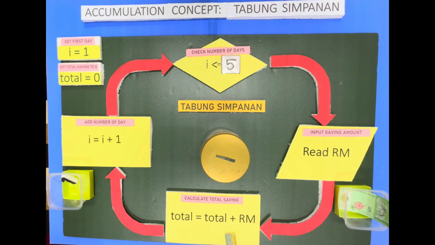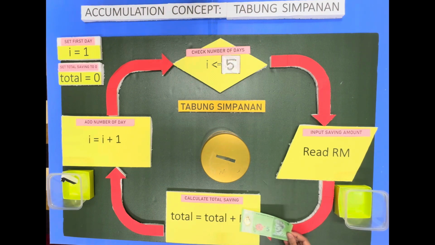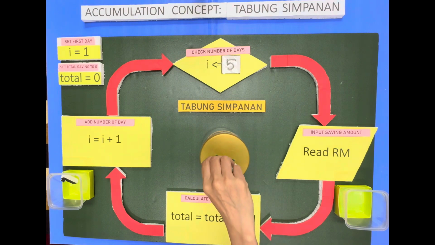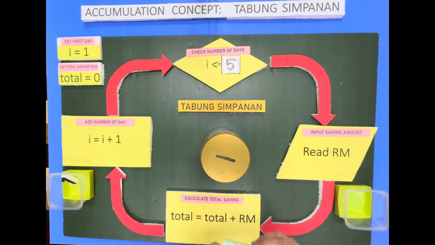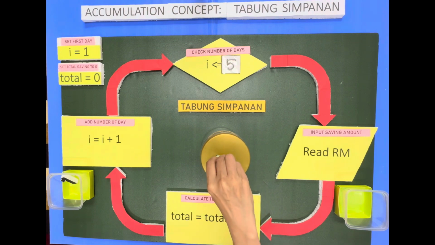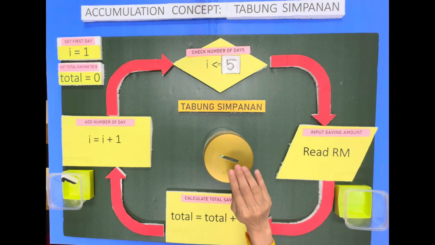Then we go to our next process. This is the process of accumulation. Calculate total saving. The formula is total plus RM, and the result is assigned back to total. Our total is still 0, so 0 plus our saving RM, 5 ringgit. So our total will be 5 ringgit. We put our money inside our tabung. Okay, done.